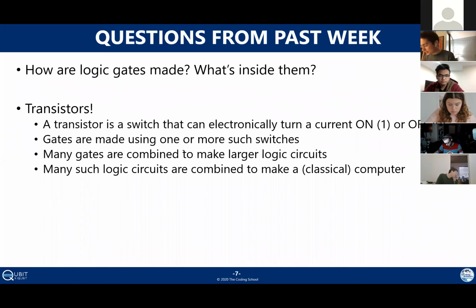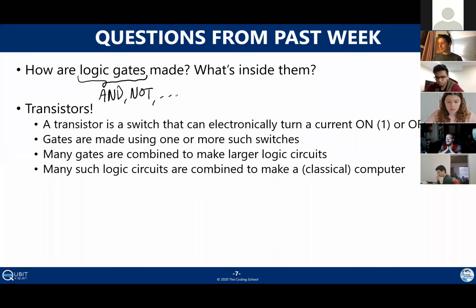Okay, second question from last week was more of a general one. So I'm actually not going to work through any example problems or anything here, but it's just a general question. How exactly are these logic gates made? So remember, logic gates just refers to things like and, not, or, etc. All those things we talked about last week. The question was, how are they actually made? What's inside of them? So they're made from these things called transistors.